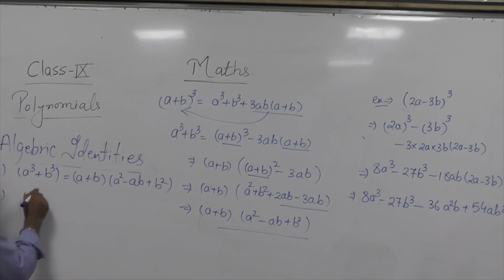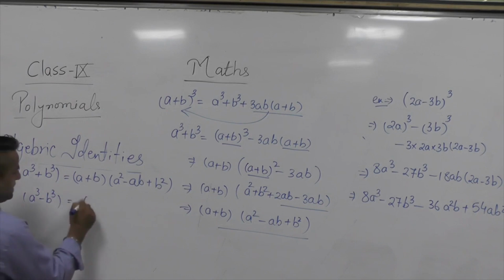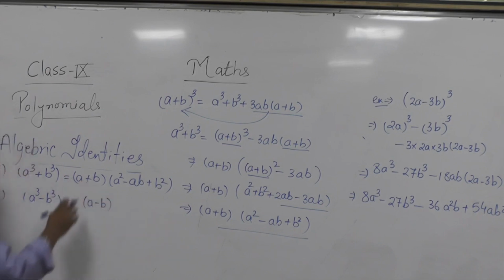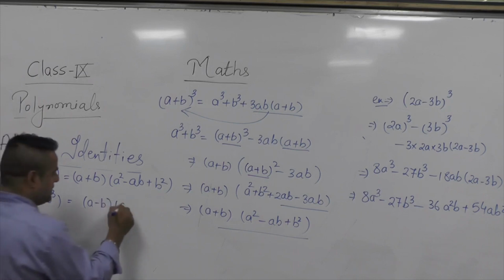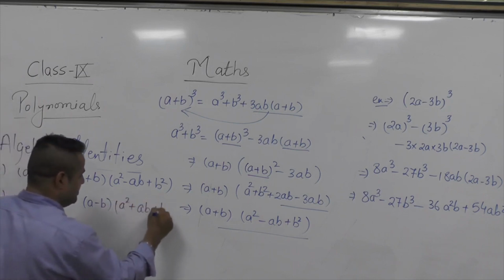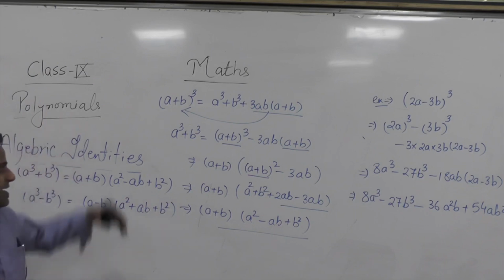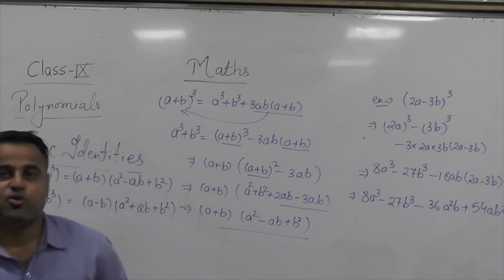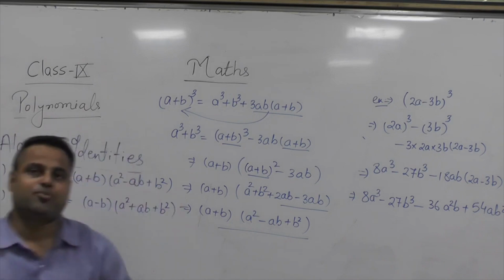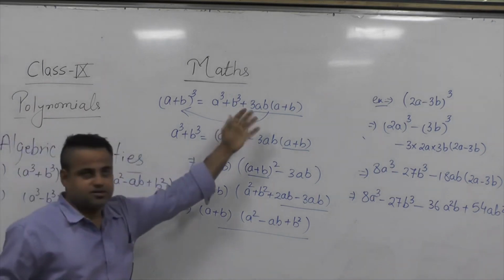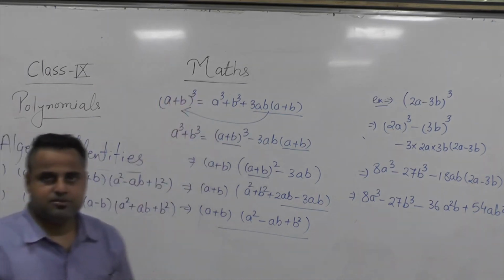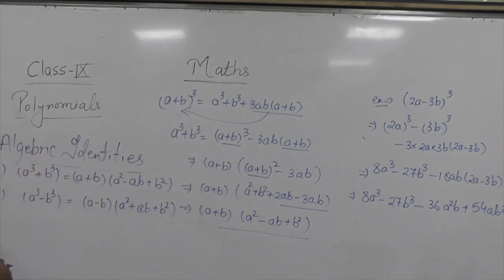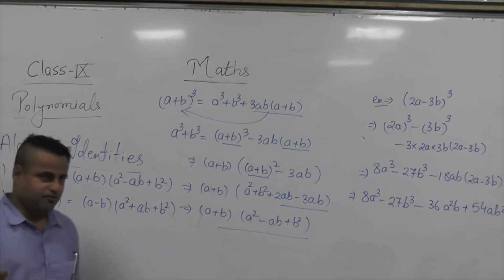The 9th identity is a cube minus b cube, and that is a minus b, because when a cube plus b cube is there, the plus comes. When minus comes, the first term will be negative, and then a square plus ab plus b square will be the second term. You can try it with the a minus b whole cube identity. You can simply transpose this term like this and get your next identity. Besides that, I am taking the 10th identity, which can be the last identity, I wish.